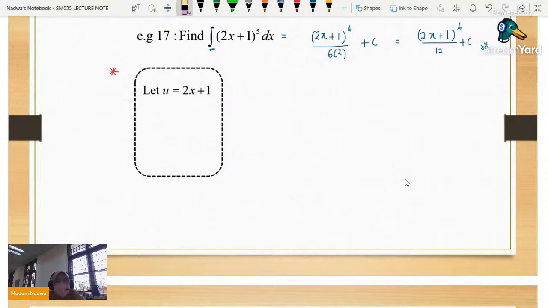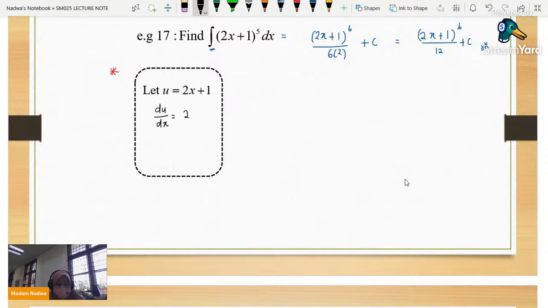Okay, tengok betul-betul macam mana saya buat kaedah substitution ni. And then bila kita dah let u equals to 2x plus 1. Okay, kalau saya tanya ni, bila awak differentiate u with respect to x, what will you get? You get du over dx. Okay. U differentiate dapat du over dx. 2x differentiate dapat 2. Dan 1 differentiate dapat 0. So the answer is 2.